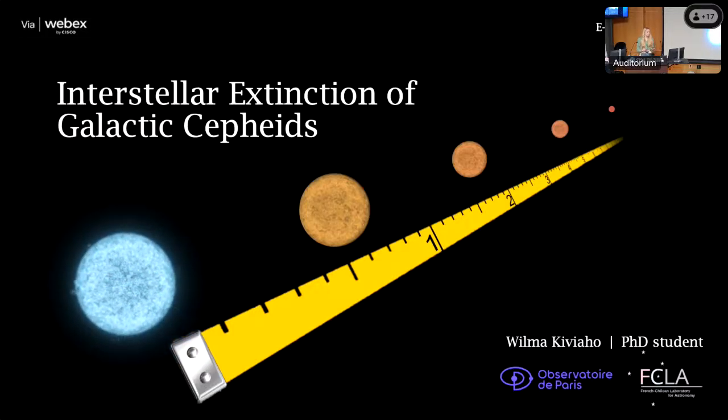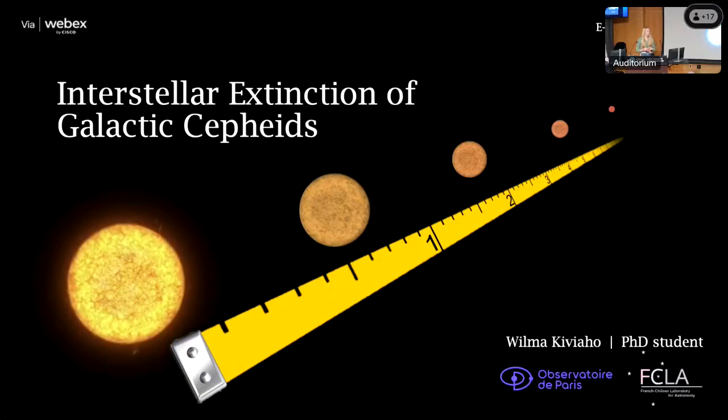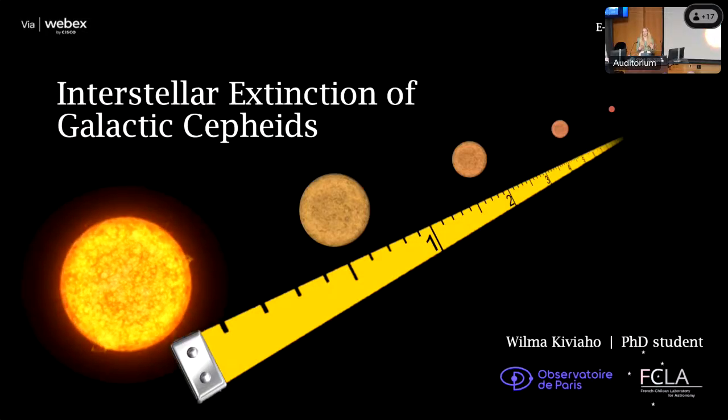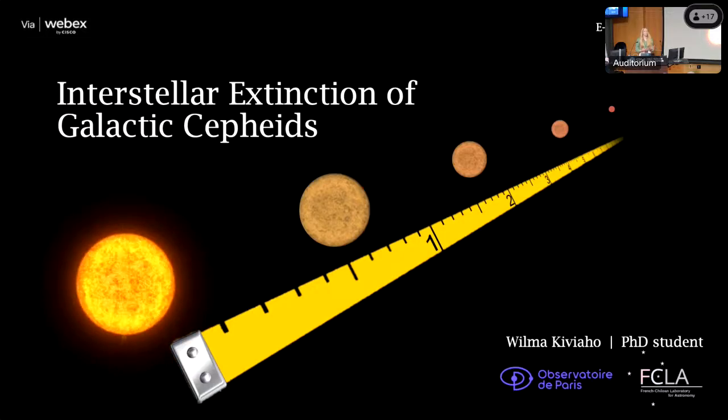This is especially difficult for them, as they are variables, to determine the extinction. Right now, there is a lot of scatter for the Cepheid reddening in the literature, and this is really a limiting factor for the determination of the distance.